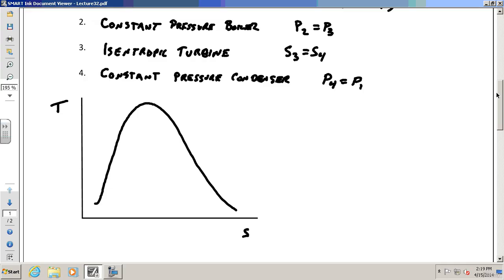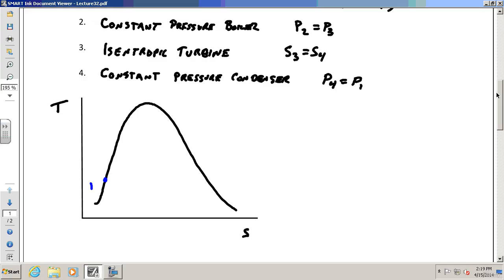Recall what's on the left is compressed liquid, what's in the middle is the saturated liquid-vapor mix, and what's on the right is the superheated region. What you're starting with here at state number 1 is saturated liquid. That's before you pump it. That's what comes out of the condenser.